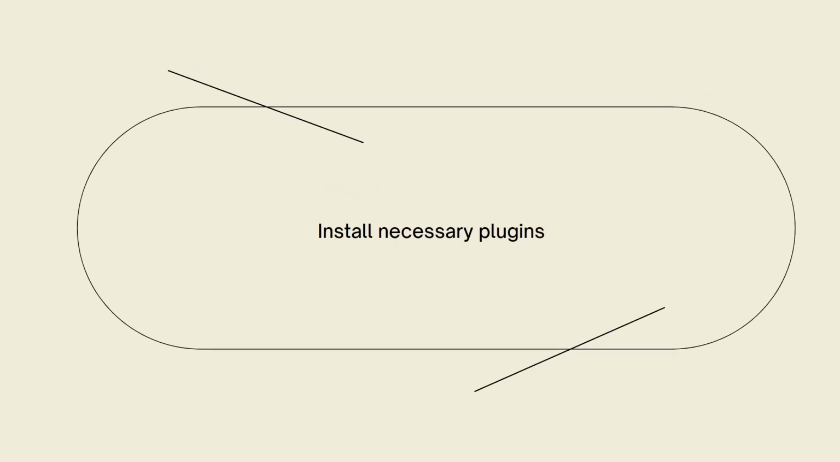Now install necessary plugins. WordPress plugins add additional features and functionality to your site, with plugins like Yoast SEO for search engine optimization, Akismet for spam protection, and a caching plugin like WP Super Cache or W3 Total Cache for improved performance.